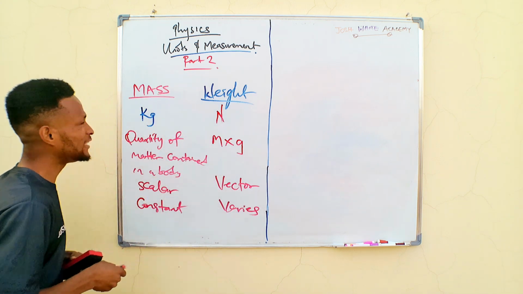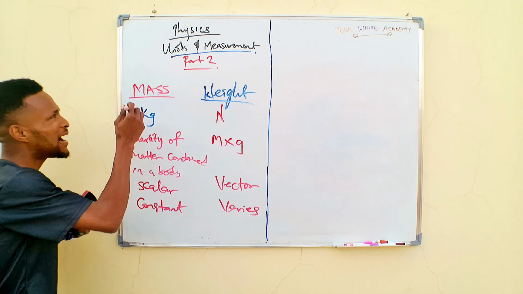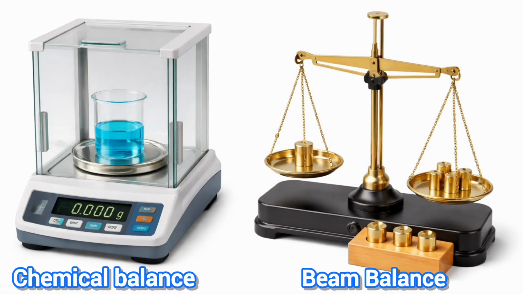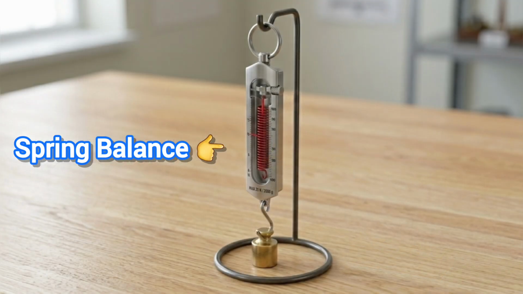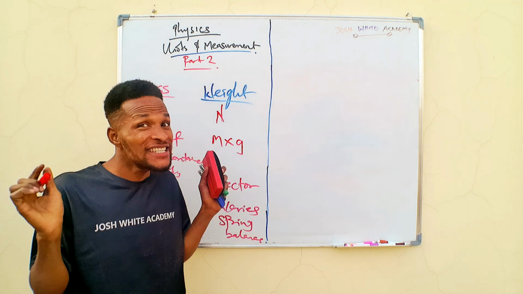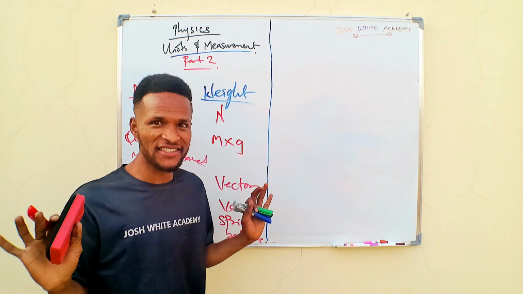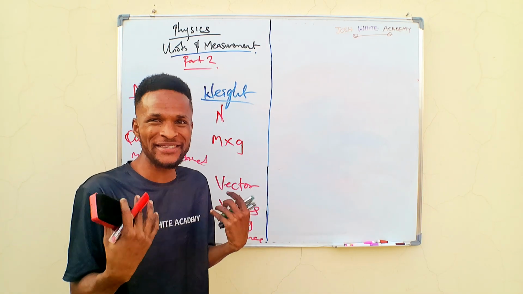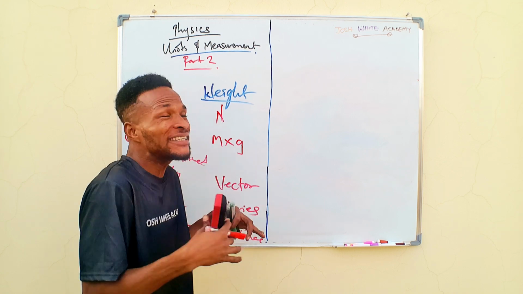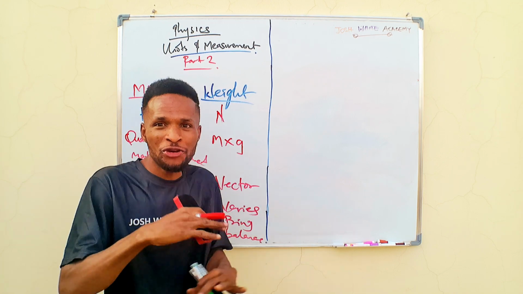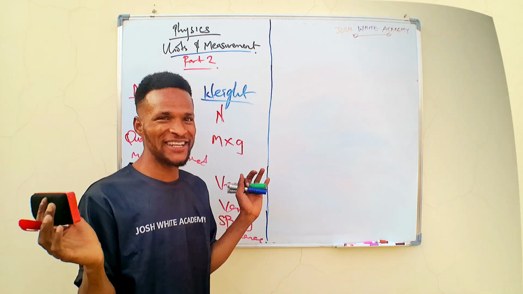And lastly, in terms of measurement, mass is measured using a beam balance or a chemical balance, whereas weight is measured using a spring balance. So you see, future rockstars, they are not the same, they are different, but many times misinterpreted or confused among students.